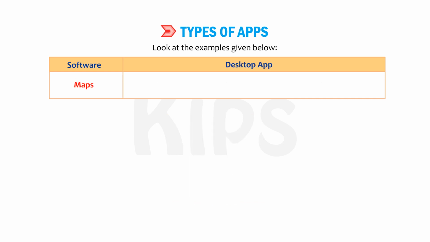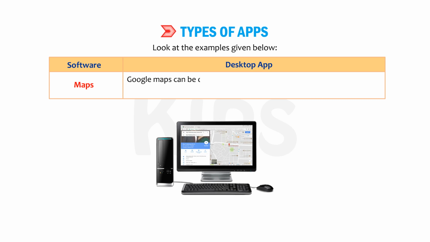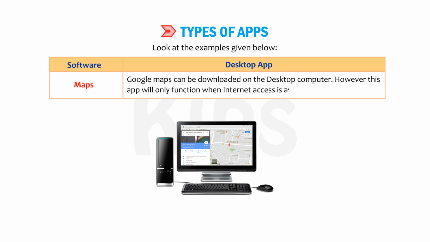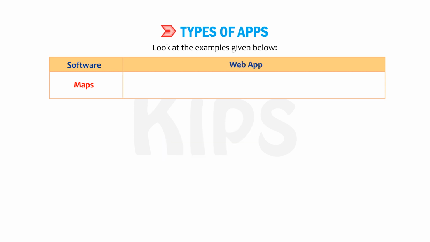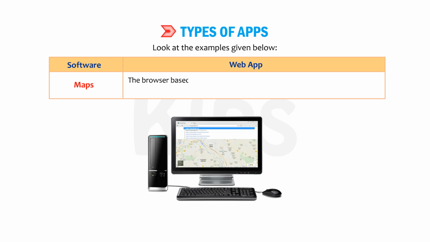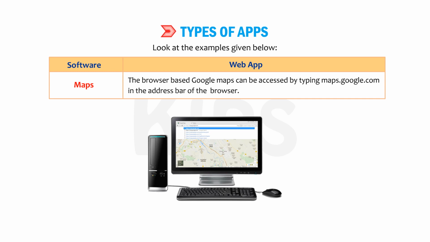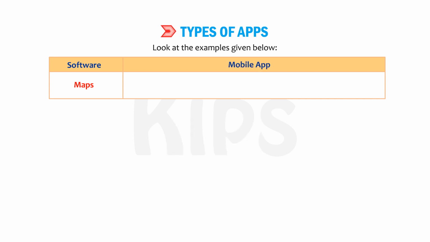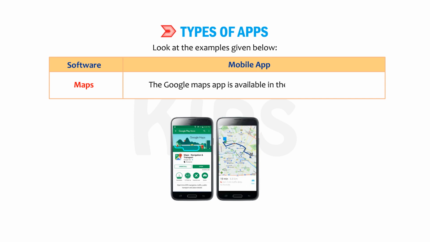Maps. Desktop app. Google Maps can be downloaded on the desktop computer. However, this app will only function when internet access is available. Web app. The browser-based Google Maps can be accessed by typing maps.google.com in the address bar of the browser. Mobile app. The Google Maps app is available in the Google Play Store.